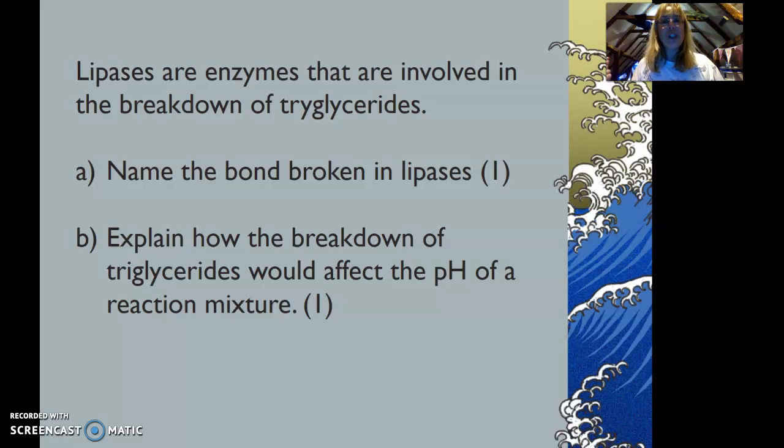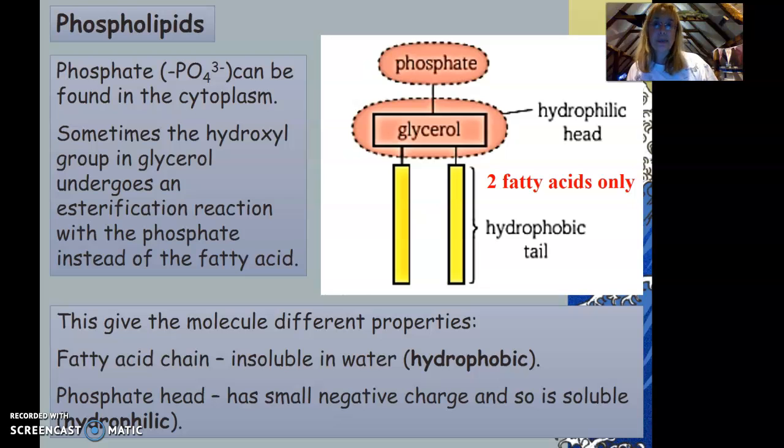Right, now we've looked at triglycerides. Let's have a look at another example of a lipid, which is the phospholipids. So it says here, sometimes some phosphate ions are found in the cytoplasm. Remember, the cytoplasm is the part of the cell where chemical reactions take place. And sometimes the hydroxyl group in the glycerol undergoes an esterification reaction with the phosphate instead of a fatty acid.